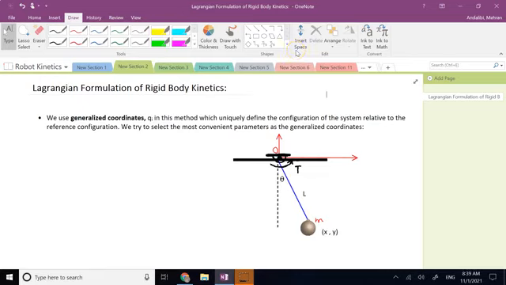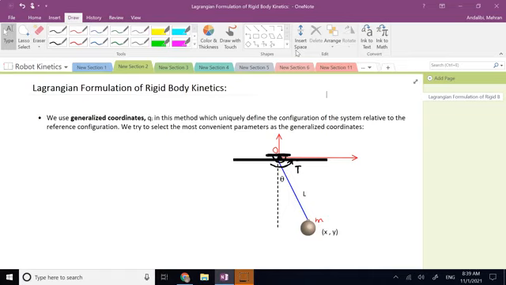Hello everyone. In this video, we are going to look at Lagrangian formulation of rigid body kinetics. I know that under playlist dynamics, I have referred to this topic in brief, but here I'm going to talk about this formulation in more details, especially since we are going to use it to formulate the equations of motion for robots.